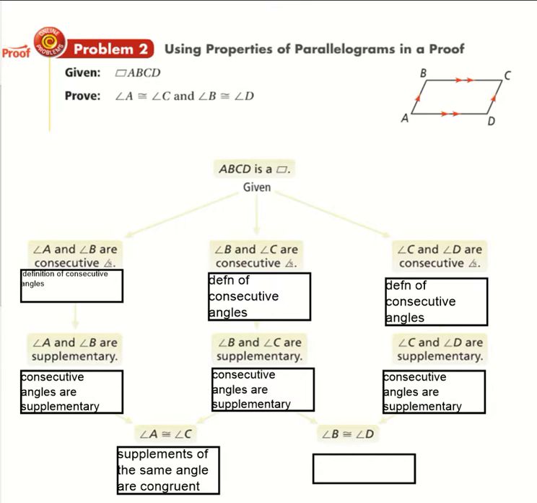Alright, here we have angle B and angle D are congruent. Well, angle B and C are supplementary, and C and D are supplementary. They're both supplementary to C, which means that they must be congruent. There you go. There's our proof.